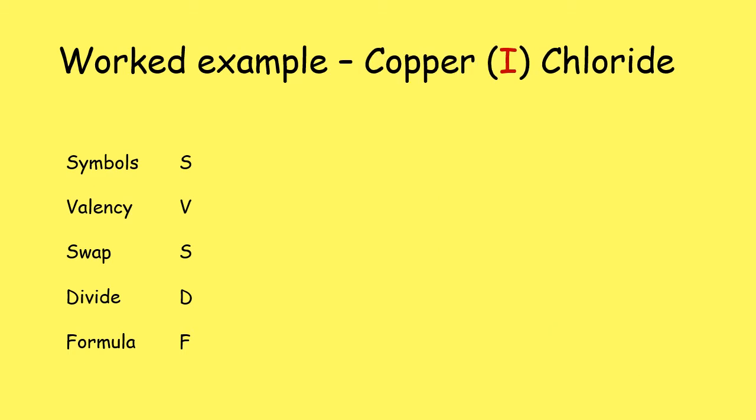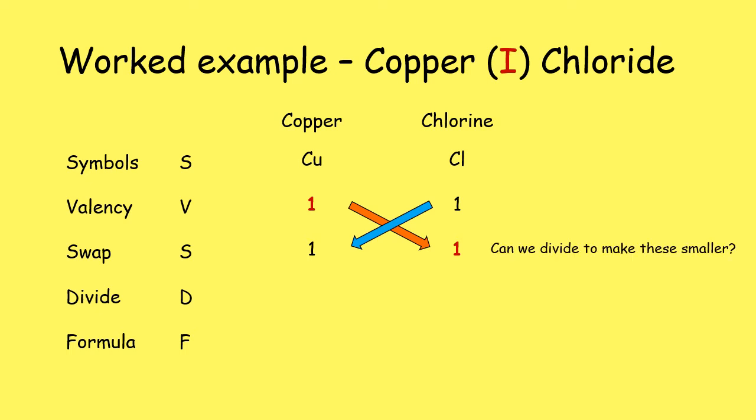Here's another example, copper 1 chloride. Well, copper has the symbol Cu, chlorine has the symbol Cl. Looking at the chemical formula there, it's copper 1 chloride, and so that means the valency of copper is 1. Chlorine is in group 7, so it has a valency of 1 as well. If we swap these numbers over, there's still 1 under each one. Can we divide them to make them smaller? Our answer in this case is no, so we write the numbers out again. And there is 1 copper and 1 chlorine, which means that the formula is CuCl.